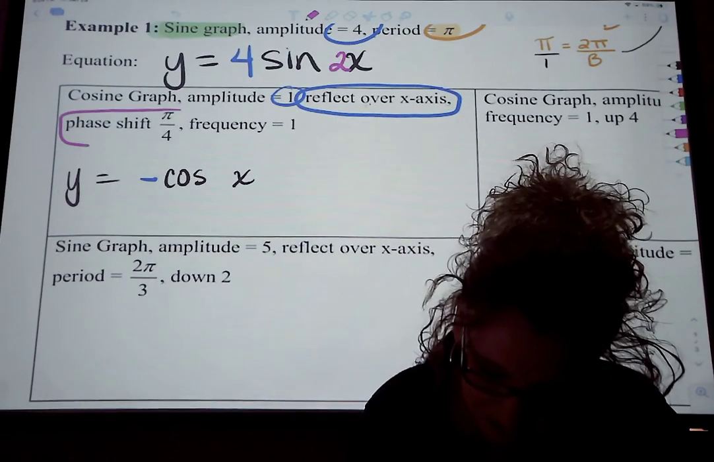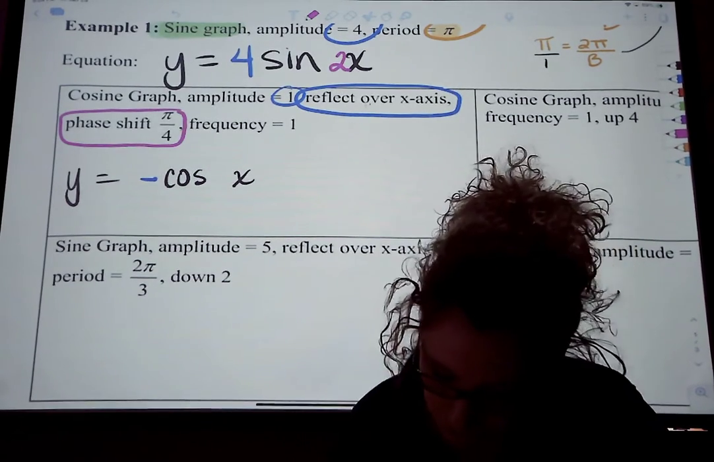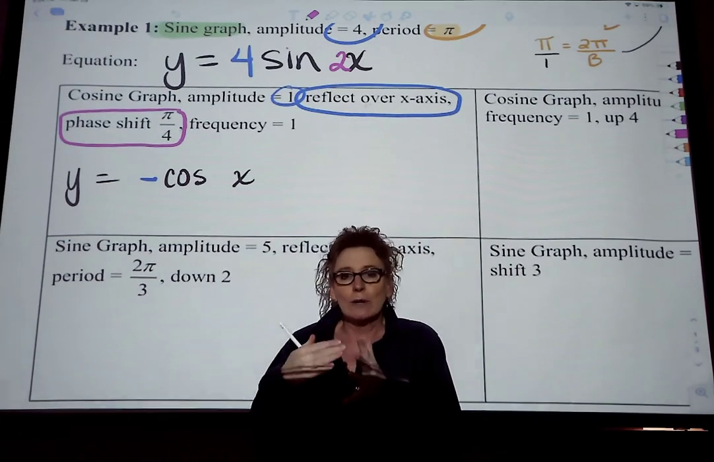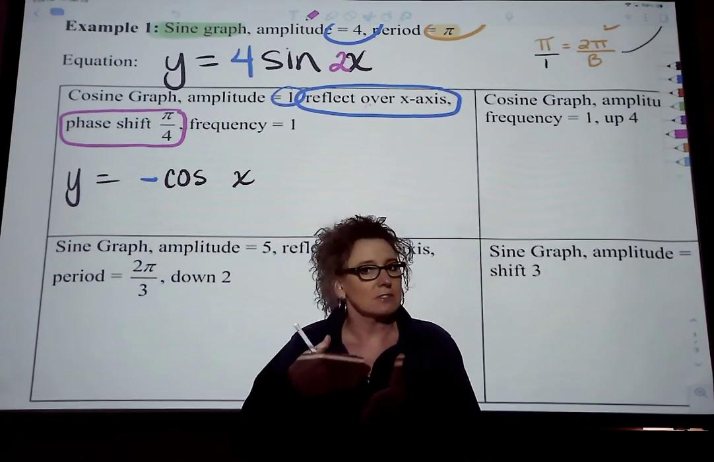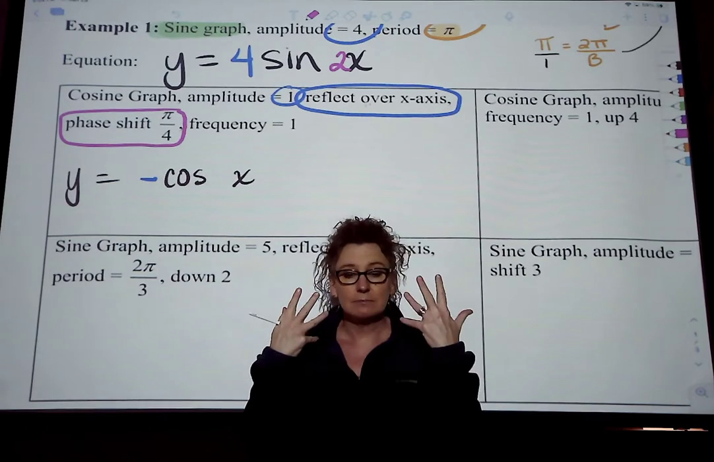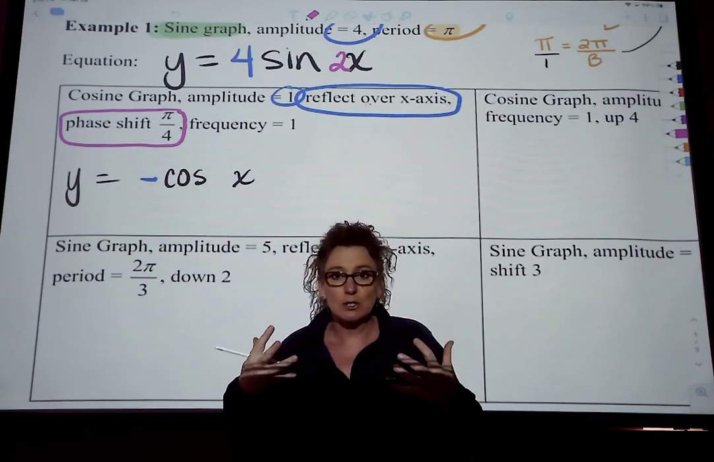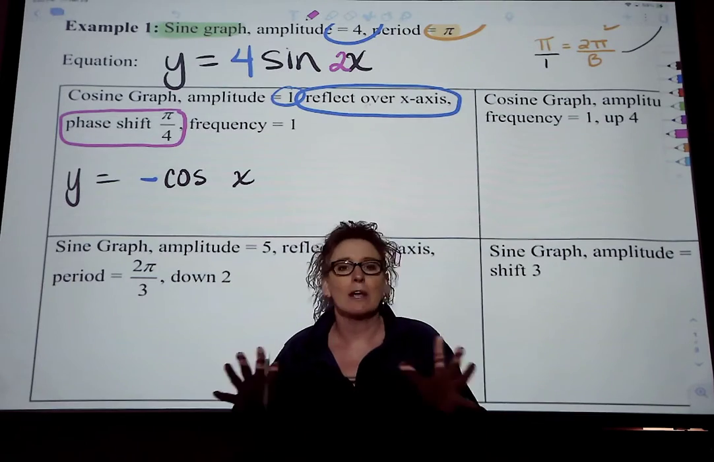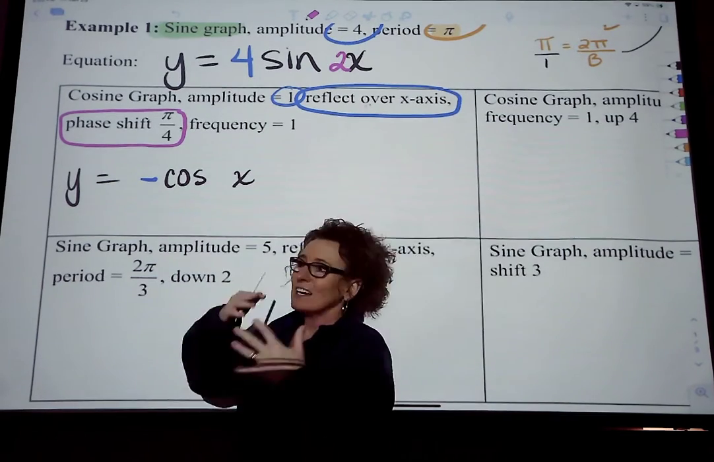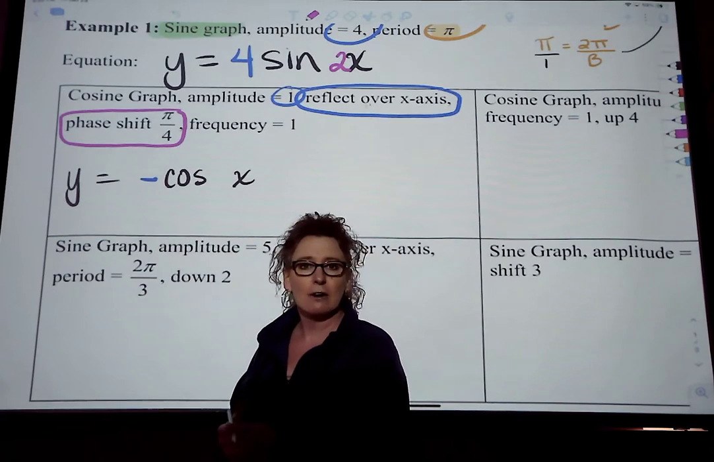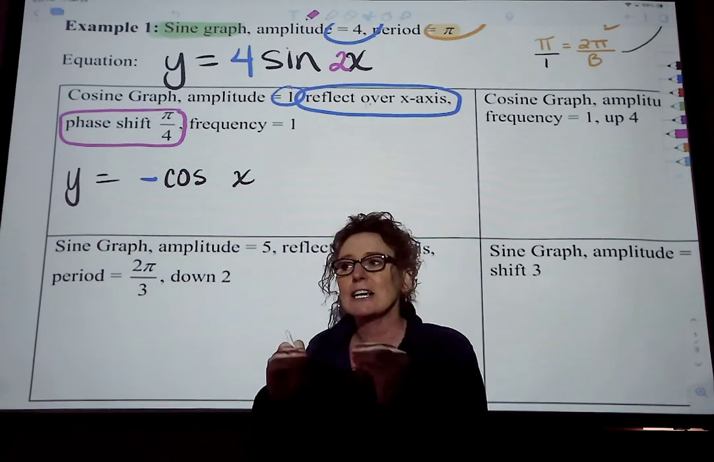This is a horizontal shift. And here's the thing. When we describe shifts verbally, we're talking about which way they go. There's no weirdness going on. So when I talk about this phase shift verbally, there's a shift of positive pi over 4. Which direction?